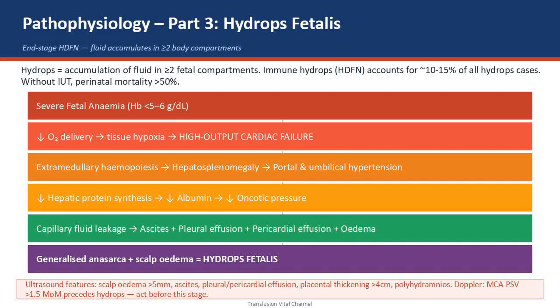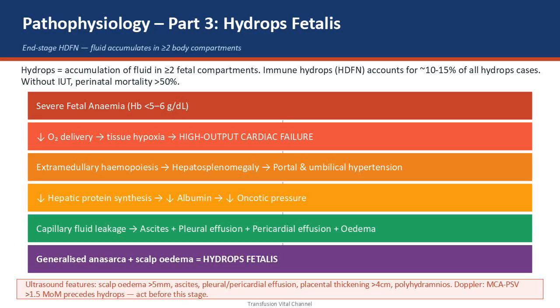Part 3 is hydrops fetalis. Hydrops fetalis is the clinical endpoint of untreated severe HDFN. We have to understand the cascade, which is essential for appreciating why timely intrauterine transfusion is life-saving.